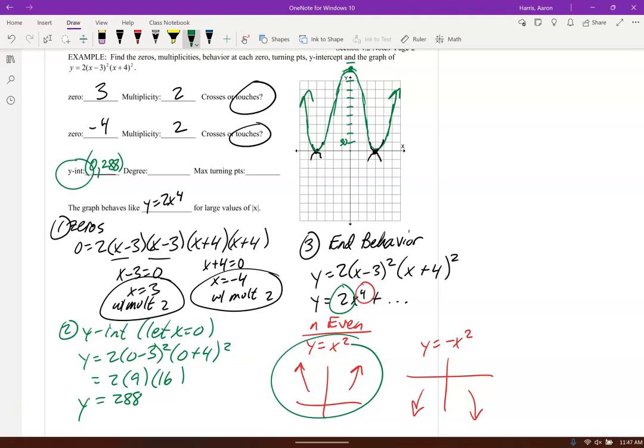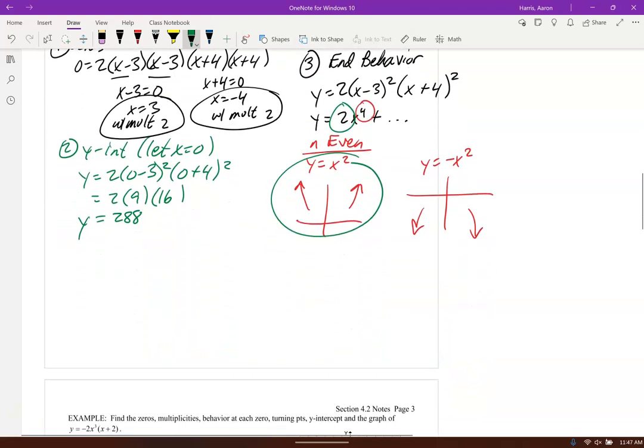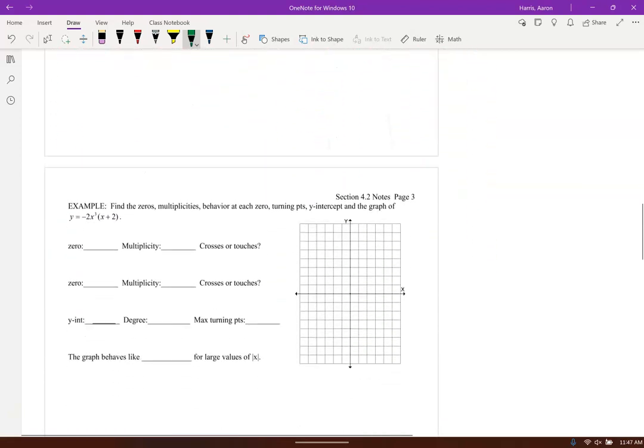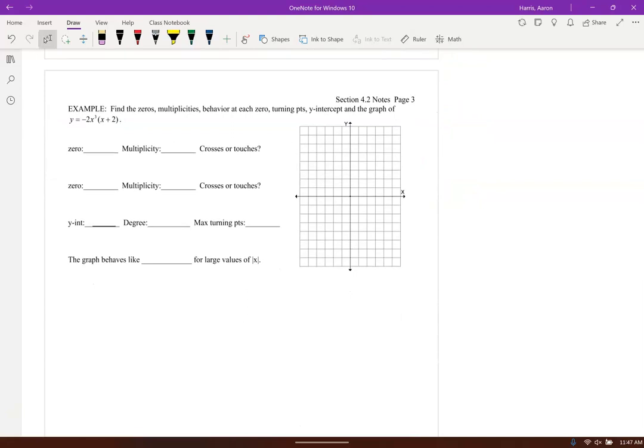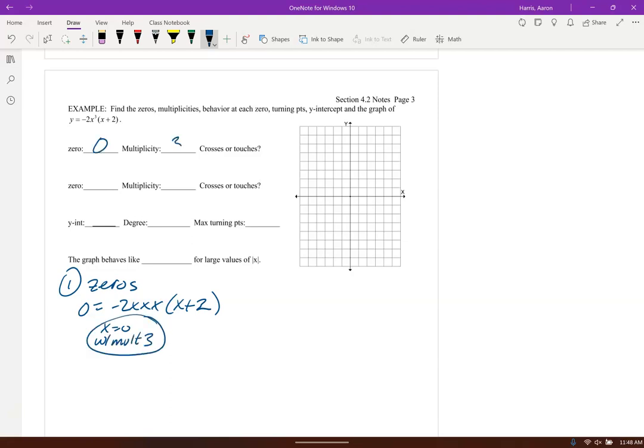Let's do a couple more here. Start with our zeros again. What are our x-intercepts? Notice I have x cubed. So I have x equals 0 with multiplicity of 3. So it's got to cross through because there's an odd amount of those. They will increase through it or decrease through it one way or another.